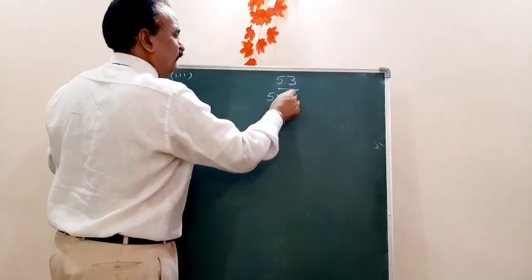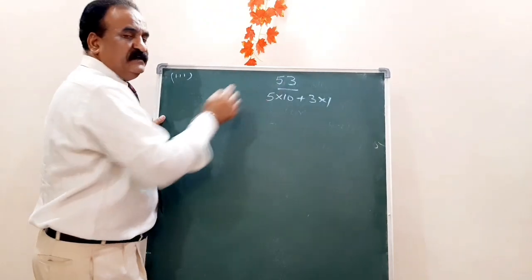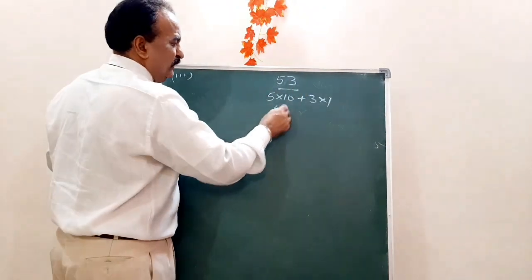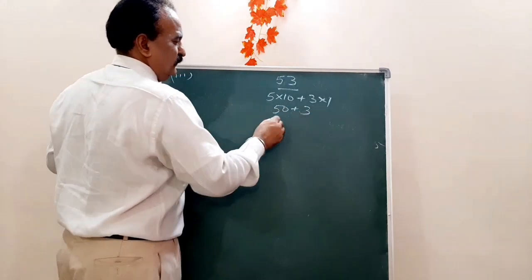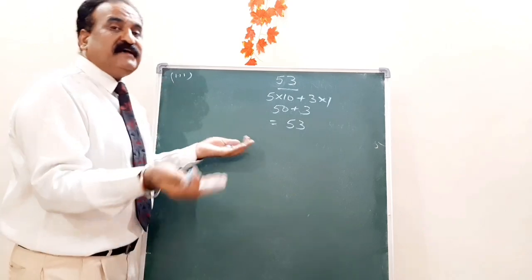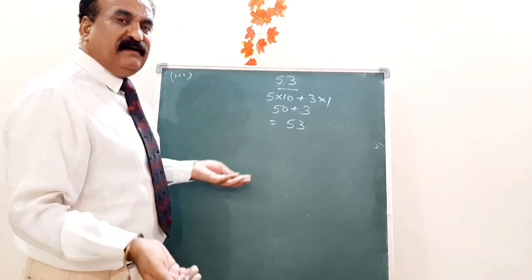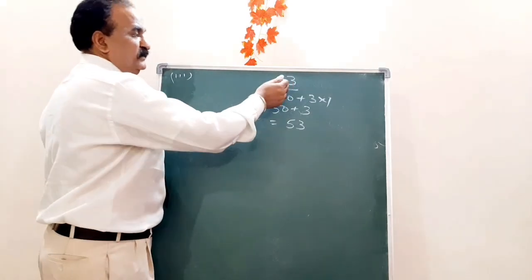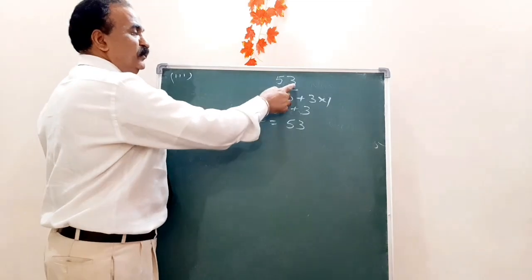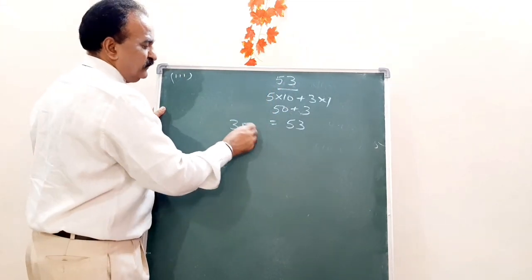5 into 10 plus 3 into 1, because 5 is the digit at the tens place and 3 is the digit at the unit place. The number will be 50 plus 3, equal to 53. If the digits are reversed, the digit of the tens place becomes the digit at the unit place and the digit of the unit place becomes the digit at the tens place. Then the number will be 35.